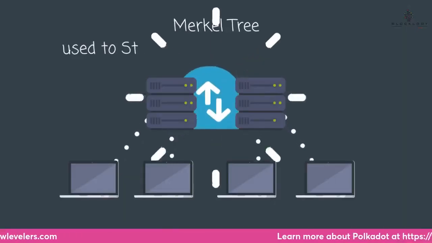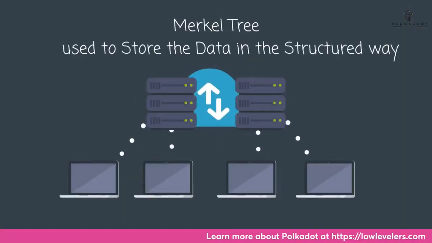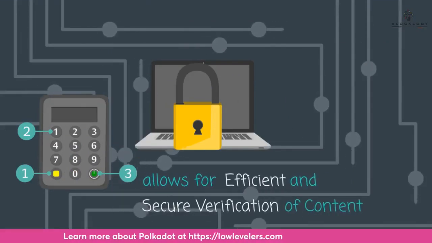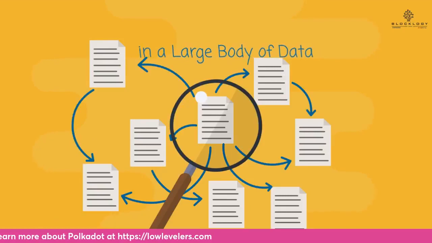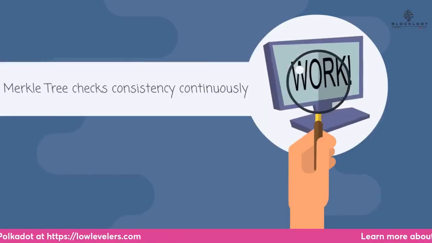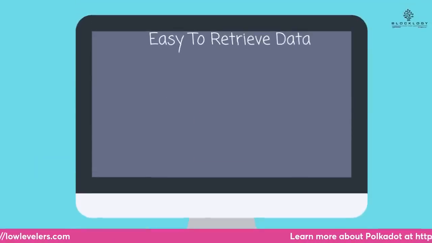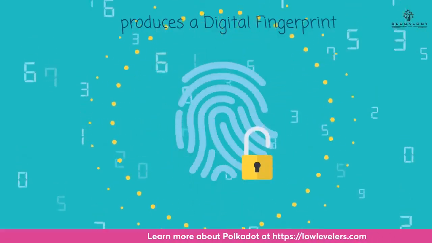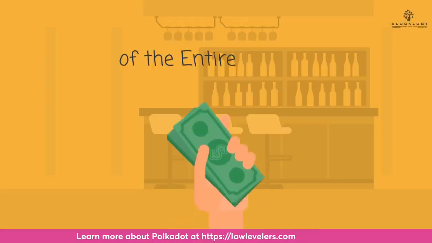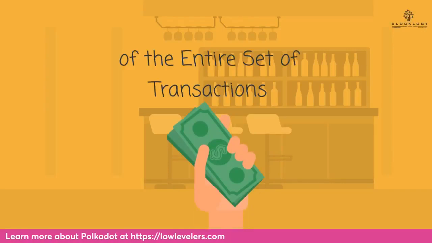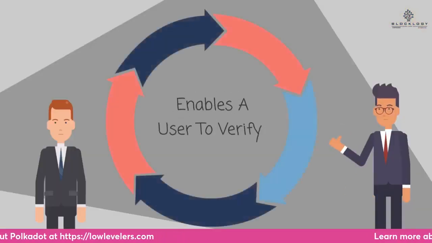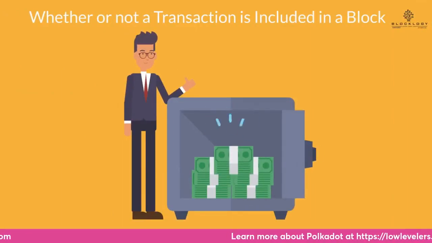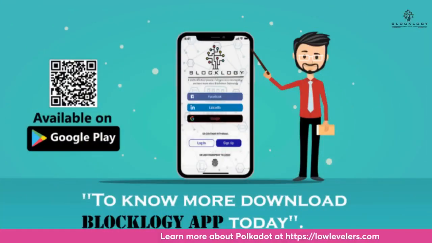Merkle trees are used to store data in a structured way. It allows for efficient and secure verification of content in a large body of data. Merkle Tree checks consistency continuously. It is easy to retrieve data through the Merkle Tree. A Merkle Tree produces a digital fingerprint of the entire set of transactions. It therefore enables a user to verify whether or not a transaction is included in a block. To know more, download the block.